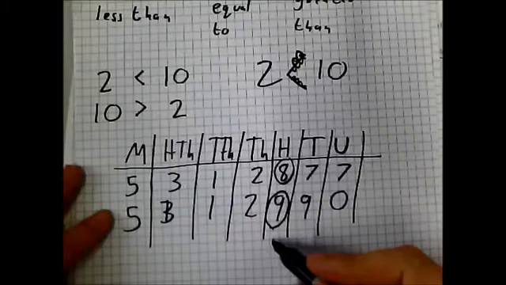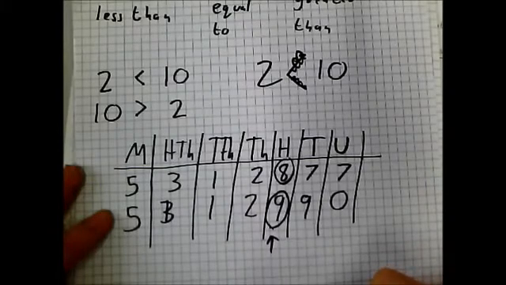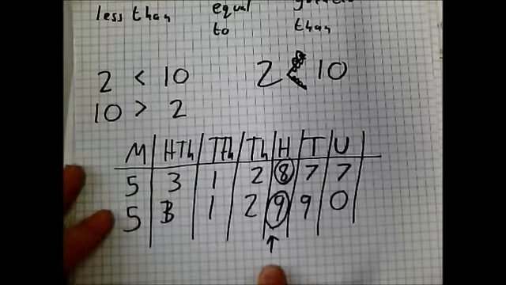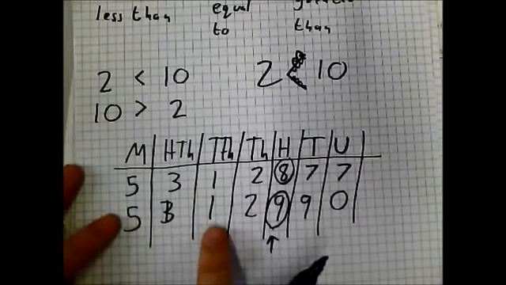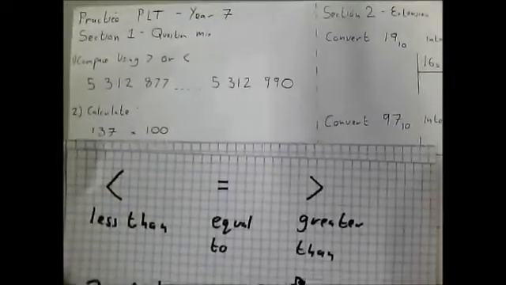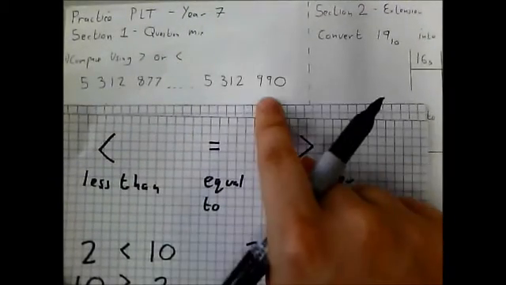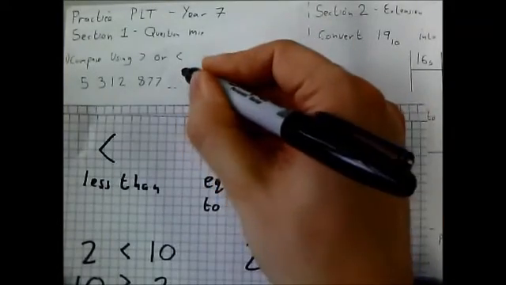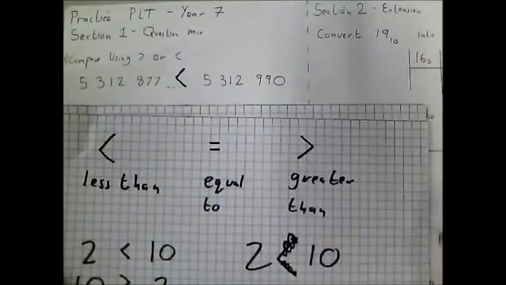Okay, so clearly the one with the most hundreds, if all the others are the same, is going to be the biggest number. So here 5,312,990 is going to be bigger. So I'll look for the one which is 990, and if you want to use a little trick, we know it eats the biggest number, so my crocodile is going to eat the biggest number, like so.